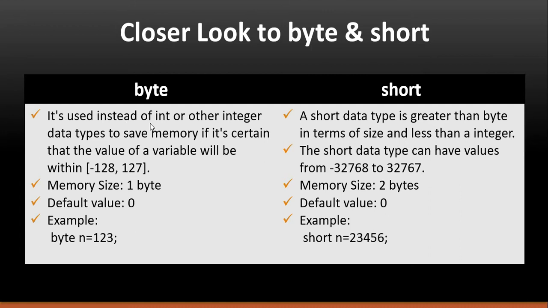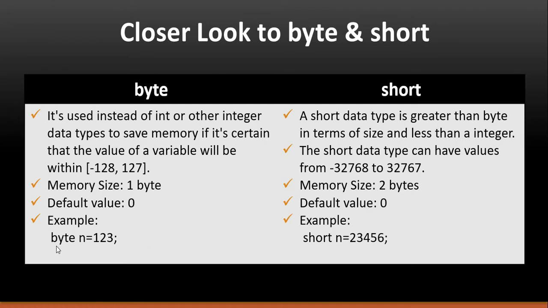Byte data type is used instead of int. So if you want to store only a smaller value, you can go for byte data type and it saves memory. So for example, if you want to store values in a range -128 to 127, you can go for byte data type. Byte data type occupies 1 byte of memory and the default value for byte data type is 0. Default value for any numeric non-fractional data type is always going to be 0.